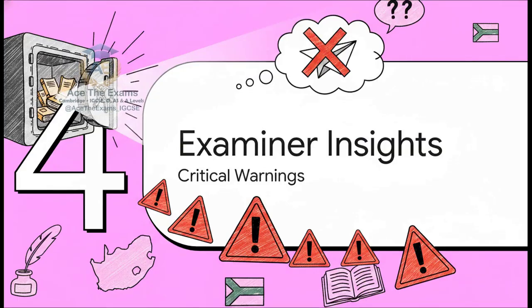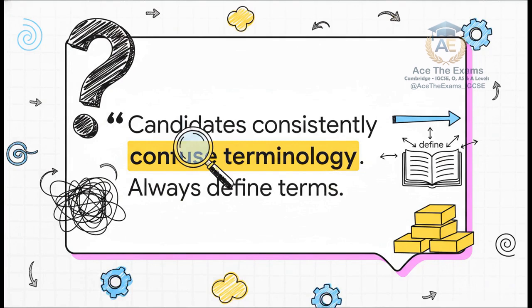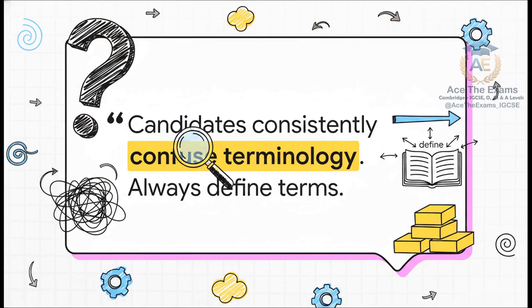All right, let's move into our final phase, Section 4, Critical Examiner Insights. Let's look at the actual feedback from the board. Let's do a quick risk assessment on this. The Principal Examiner report states very clearly, candidates consistently confuse key terminology. Always define terms before using them in extended responses. This is the exact sentence where a sample answer loses all structural credibility. Skipping your foundational definitions completely destroys your pitch.